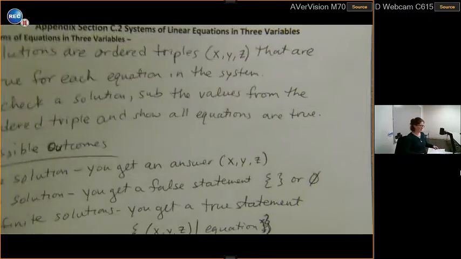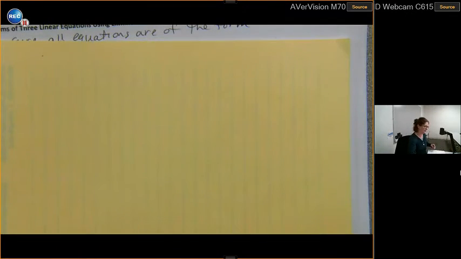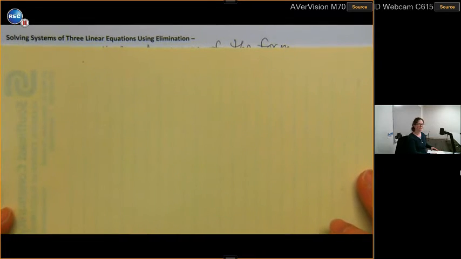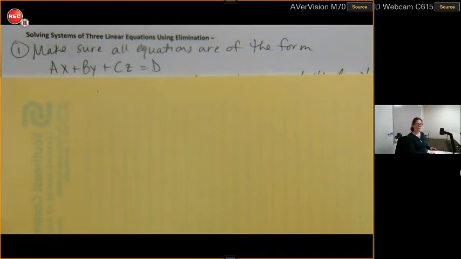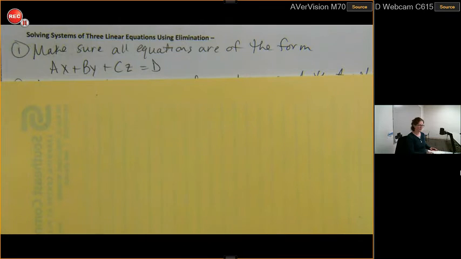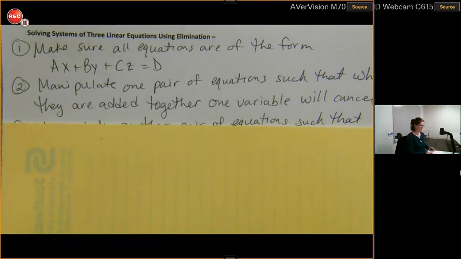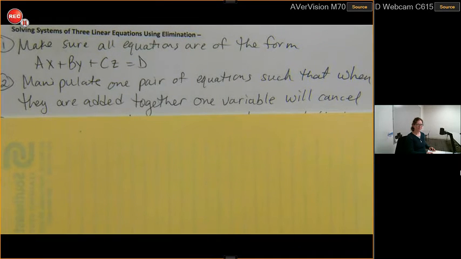So how do we solve on our own? To solve a system of 3 equations with 3 variables, the first step is to make sure all the equations are in standard form. So you have your x, your y, your z equal to your number. Then you're going to manipulate one pair of equations such that when they are added together, one of the variables will cancel.